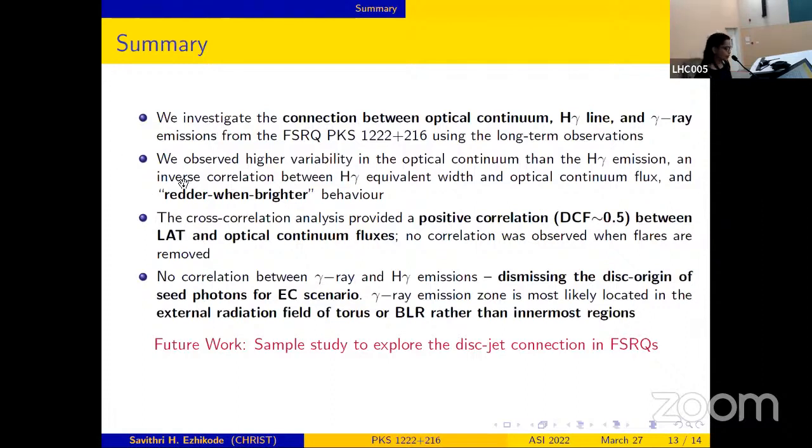And also, there is a lack of correlation between the gamma ray flux and H gamma emission line, which dismisses the disk origin of seed photons for the external Compton scenario in the source, which also indicates that the gamma ray emission zone in the source is apparently located at the edge of the BLR or torus rather than the innermost regions of the source. So this work has been submitted to a journal, and the revision is in progress. And in future, we plan to study a sample of FSRQs and carry out similar studies and explore the disk-jet connection in blazars.